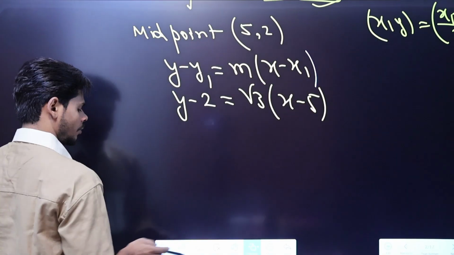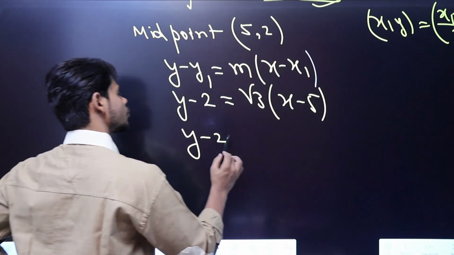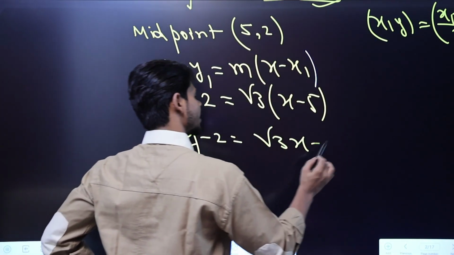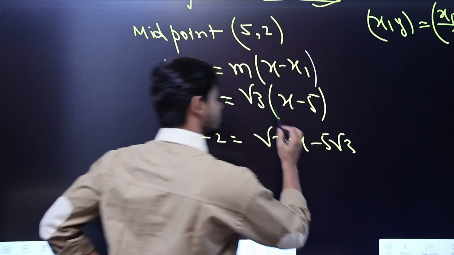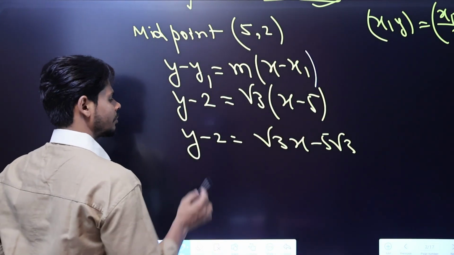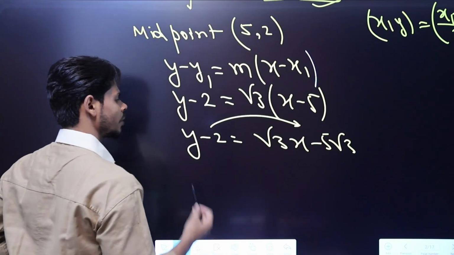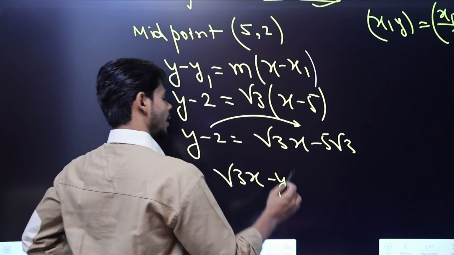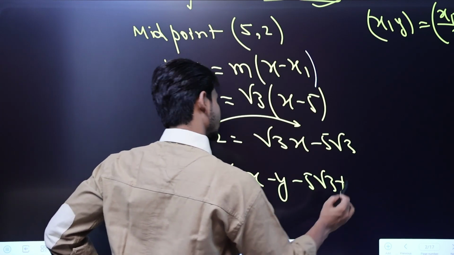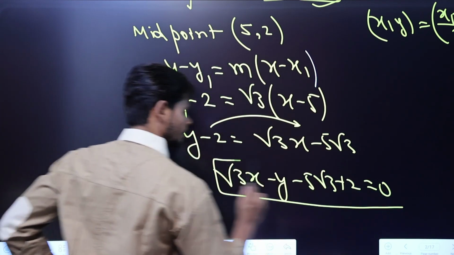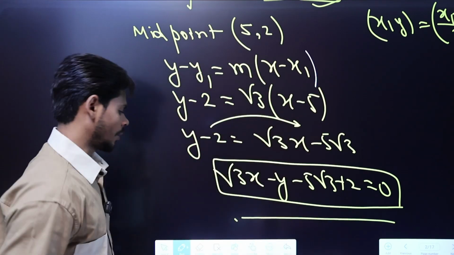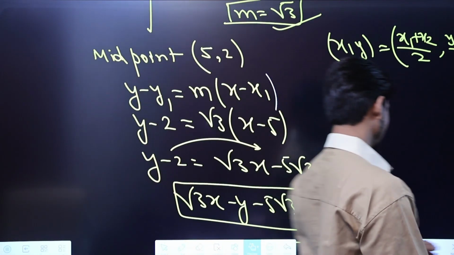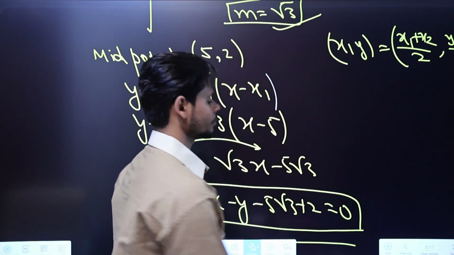Now let's solve further. So it will be y minus 2 is equal to root 3 times x minus 5 root 3. I just multiplied. Now what you can do is transpose these two terms to the right hand side. So it will look like root 3 times x minus y minus 5 root 3 plus 2 is equal to 0. Right? Now let's move towards our next question.